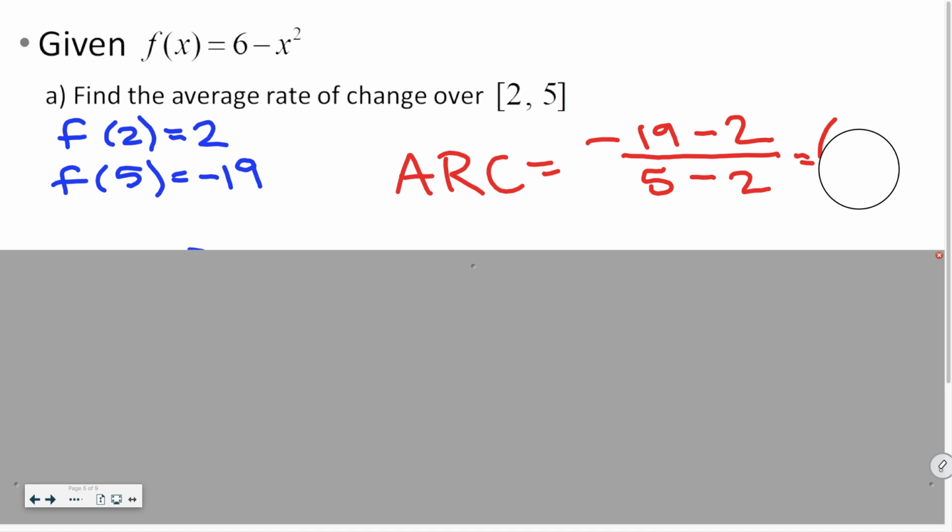Would I count you off if you didn't reduce that? I should. Really, 21 thirds should reduce to 7, but if it was something like 22 fourths, if you didn't reduce that, I'm not.